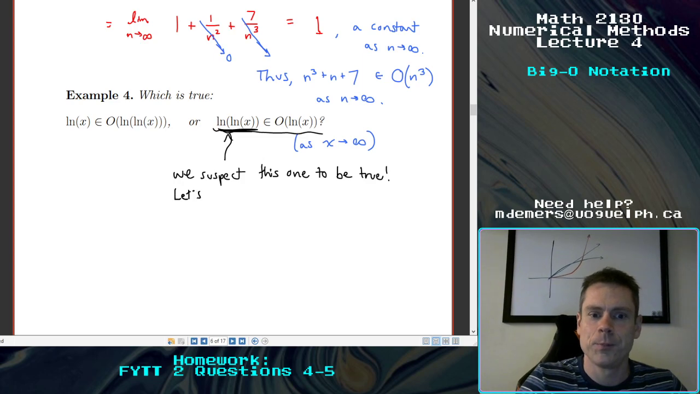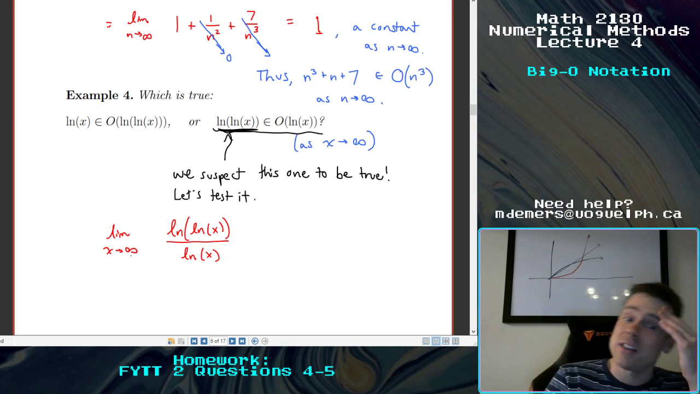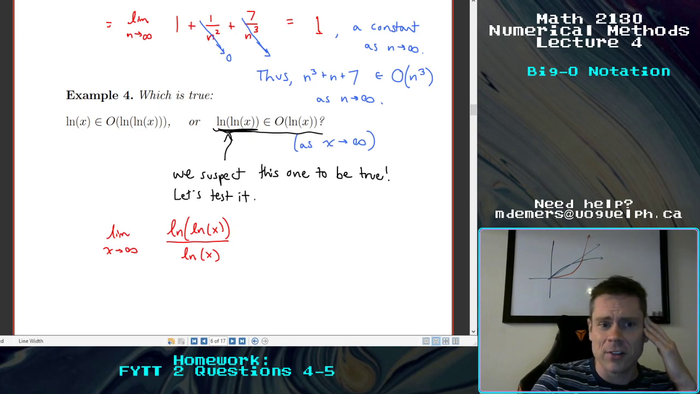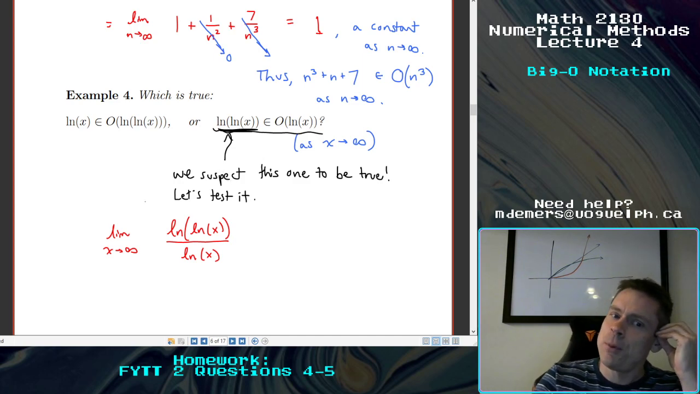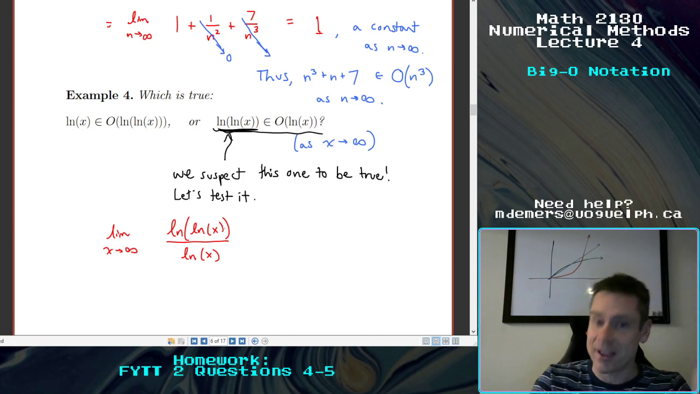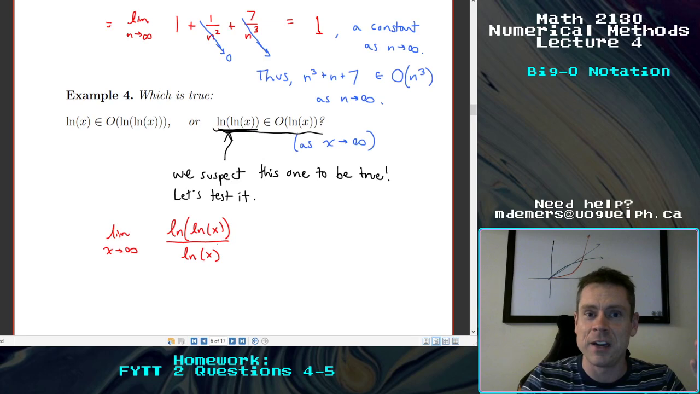Let's test it. Okay, so if we want to test it, that means I'm going to take ln of ln of x. I'm going to put it over ln of x, and I'm going to take the limit as x goes to infinity. Okay, and you might stare at this for a second and wonder what the heck to do. As I switch to my green pen here, you imagine x getting very large. Ln of x also gets really large, so ln of x goes to infinity as well, which means that ln of ln of x also goes to infinity. So the top is going to infinity, but the bottom is too.